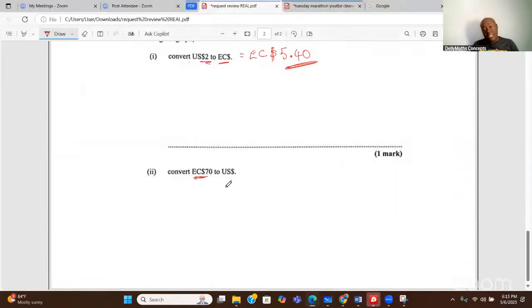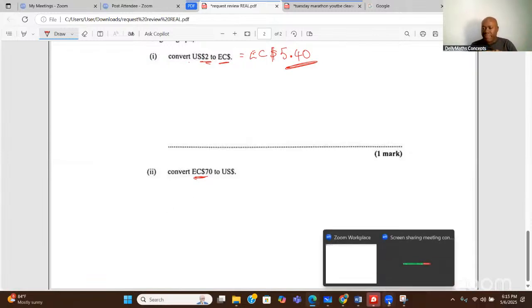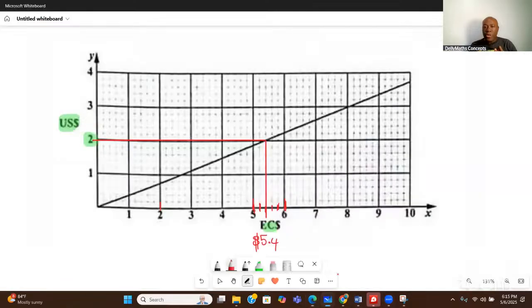Well, you're not seeing 70 on the axis. But I'm going to show you that the key thing about it is a straight line. Whenever you have a straight line, there is consistency in terms of the ratio between the two axes. The gradient remains the same. You understand? So you are able to scale down, scale up. So we are going to manipulate this idea on the graph. Take a look at how they would want you to do this.